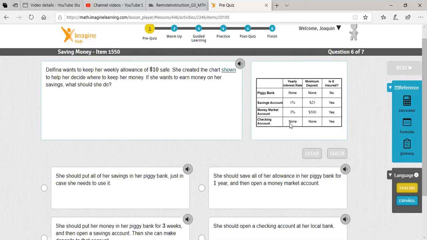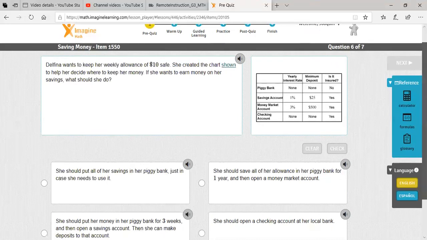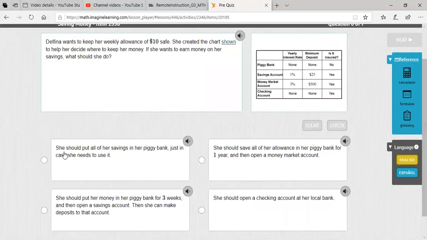Checking account, there's no interest rate, so she will not make any money here. And the minimum deposit is not required, and the money is insured, it's safe. But the problem is that it doesn't yield any interest, and she wants to earn some money. So what can she do, Delfina? Well, it says A, she should put all her savings in her piggy bank just in case she needs to use it. This is wrong. Somebody might take the money.